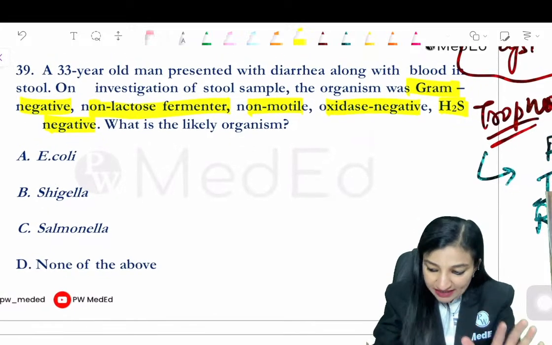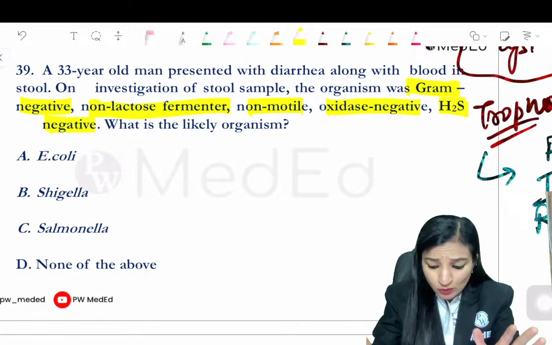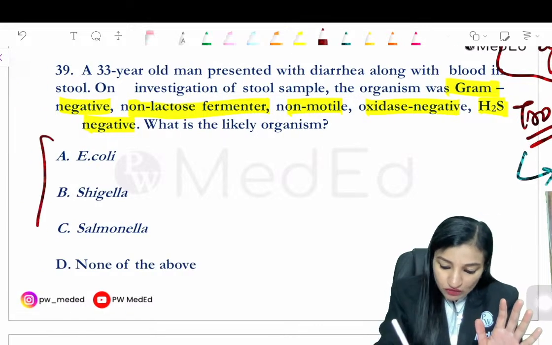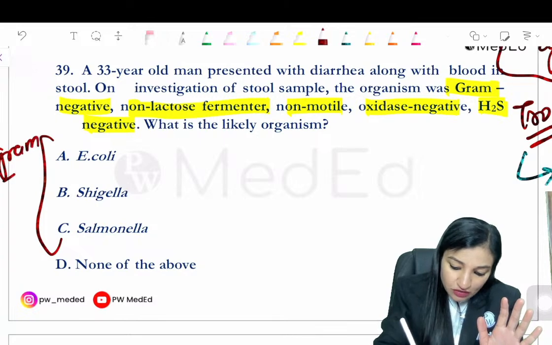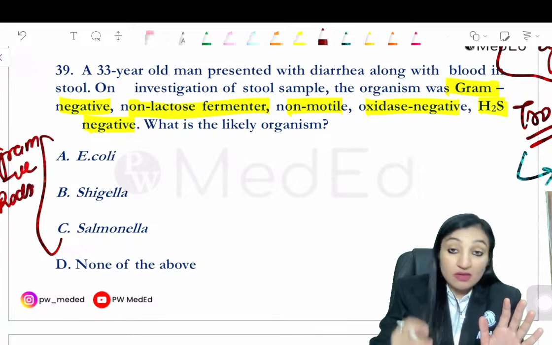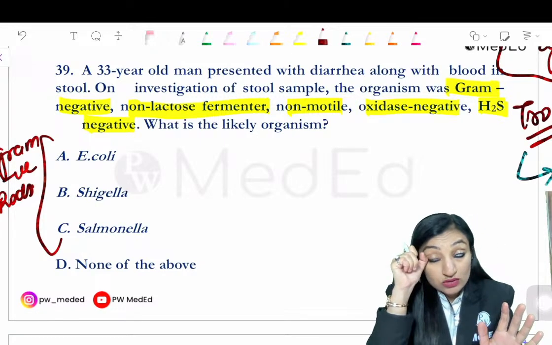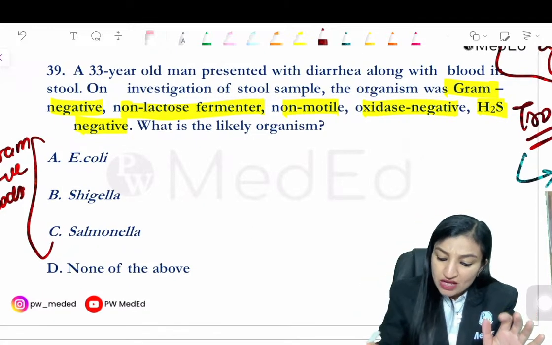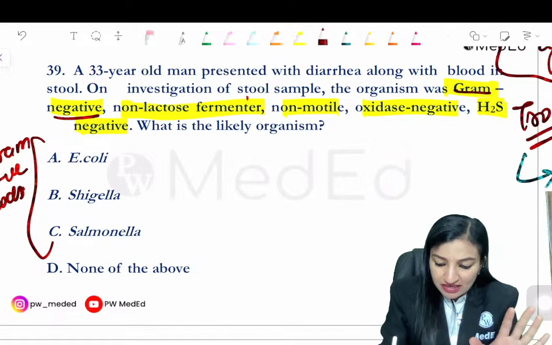Okay, so let us see. Gram negative. So what are the options? E. coli, Shigella, Salmonella. All three are gram negative. All of these are gram negative rods. What is common amongst all these three? All three belong to the family Enterobacteriaceae, which is the family of gram negative rods.